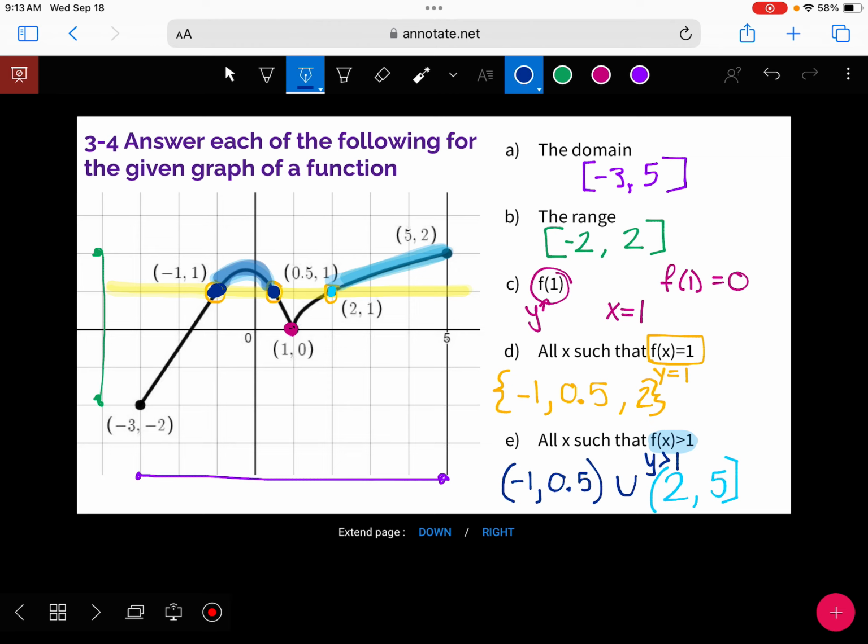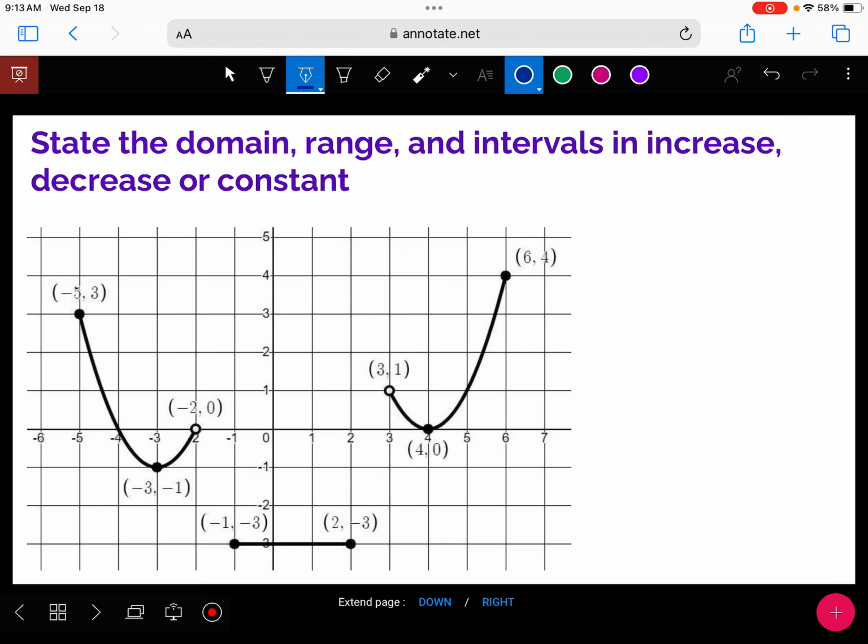Let's look at our next graph then. That's all we're doing on this graph. Our next graph is the one that kind of looks like 2 U's, mostly. So we're going to find our domain, our range, and then we're going to state some intervals.